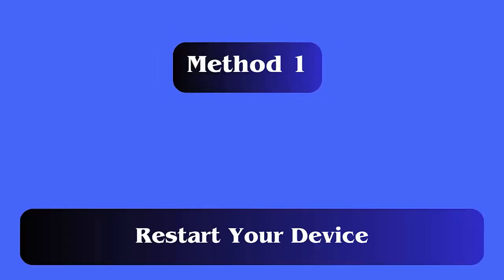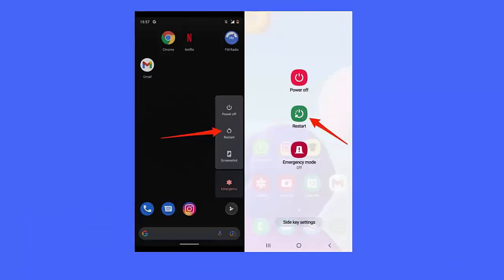Method 1. Restart your device. One of the best and highly suggested ways to fix Messenger "something went wrong" error is by restarting the device. Press the power button on your phone until the menu appears. Now, select and click on the restart option.